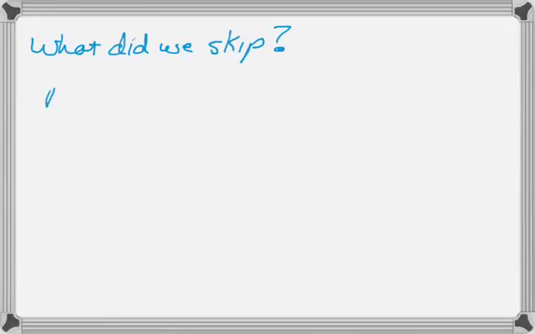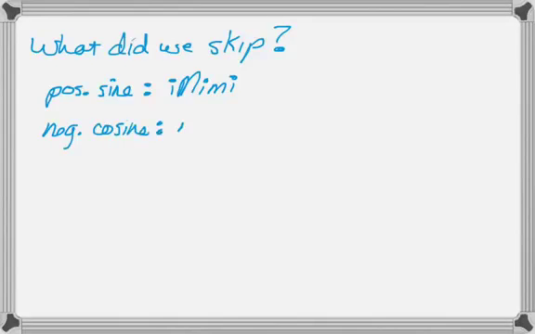What would we skip in this? Well, I didn't graph 4 things, I only graphed 2, so I skipped a positive sine graph, which would have gone intercept, maximum, intercept, minimum, intercept. I skipped a negative cosine, which is minimum, intercept, maximum, intercept, minimum.